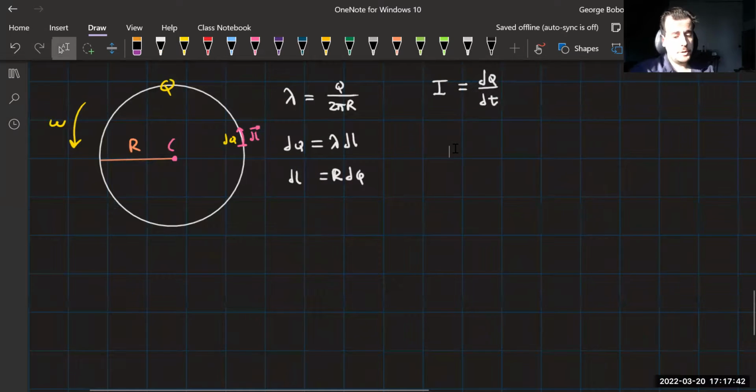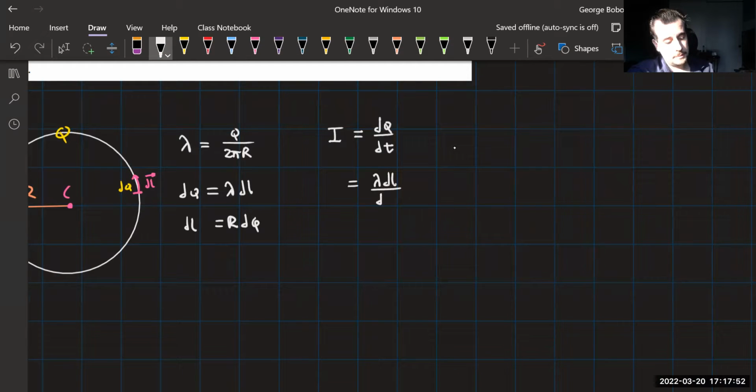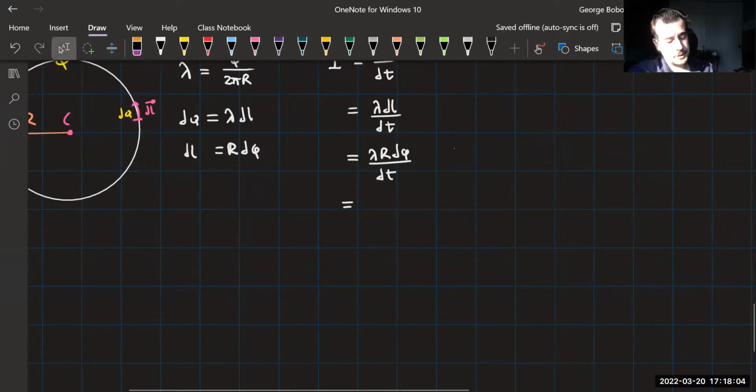Here's our definition of the current, and now I'm just going to start plugging things in. So dq, Kelly said, is lambda dl, and we're dividing by dt. And then we said that dl is r d phi, and we're still dividing by dt. I don't know if you noticed this, but look what I'm getting here.